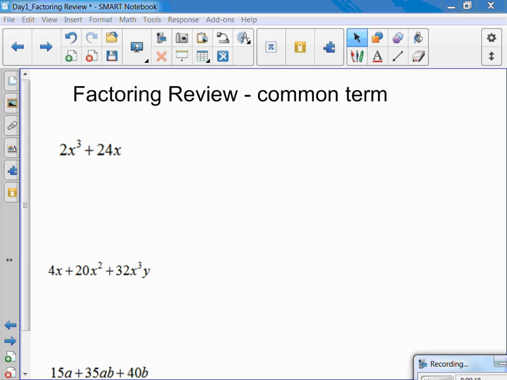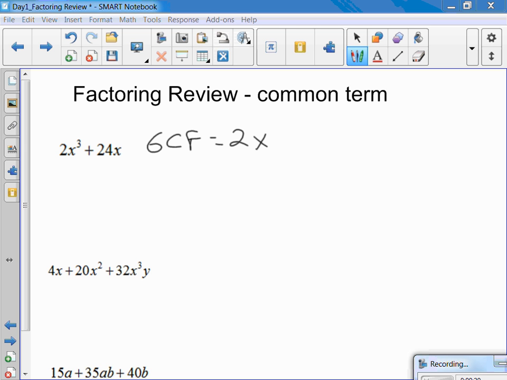Austin, awesome. Can do what now? The x's are similar. What else? They are also even. So they also have what in common? Two. Absolutely. As Austin said, our greatest common factor is 2x. 2 in common with both, right? And then x in common with both.